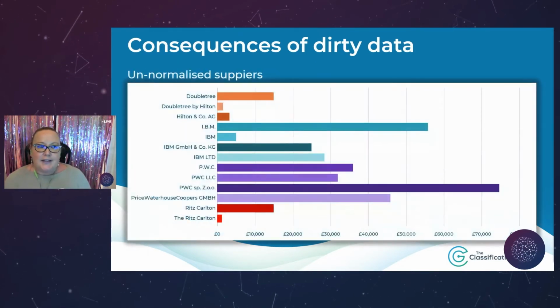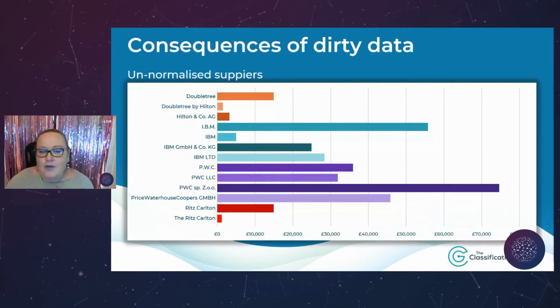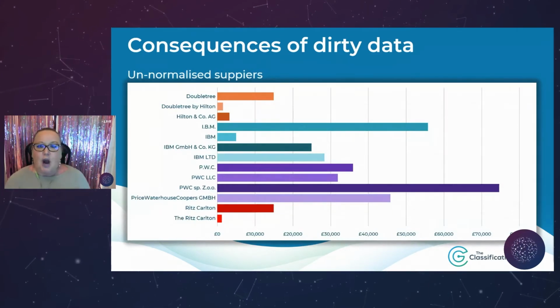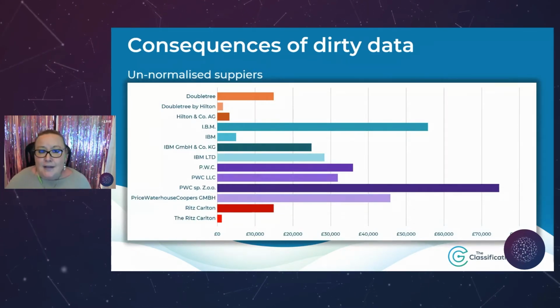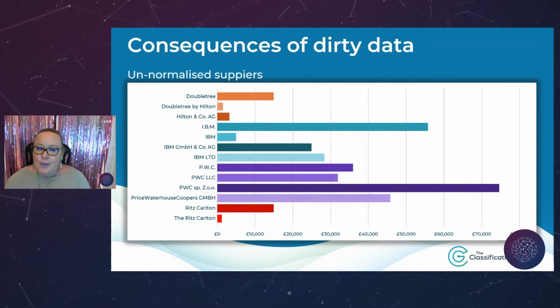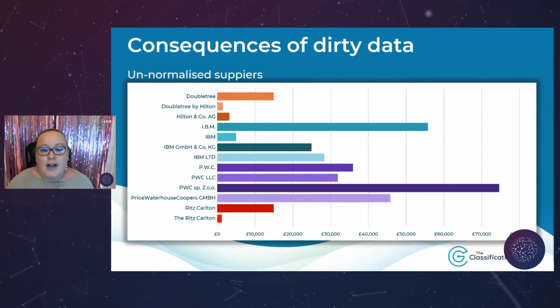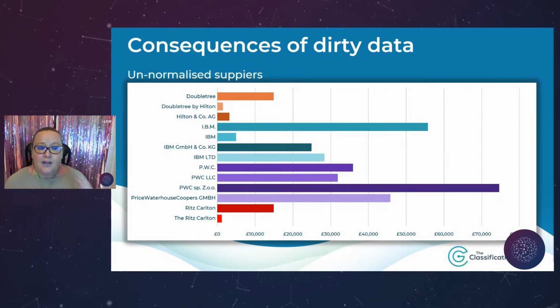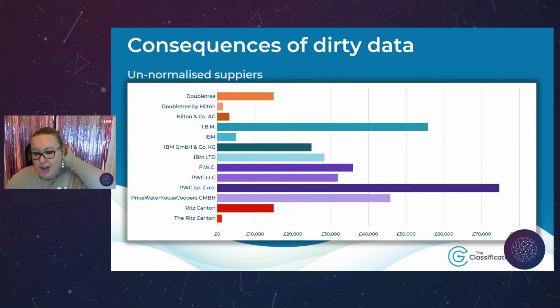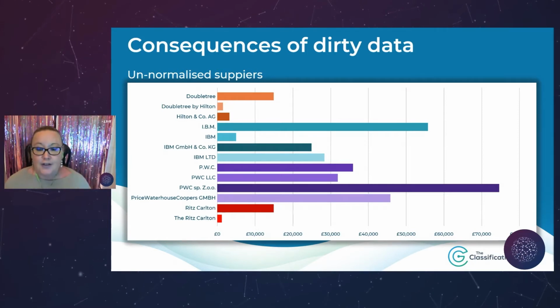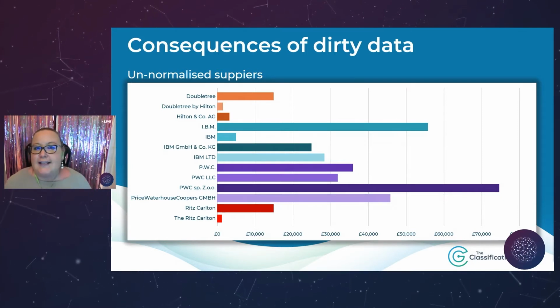And it's not just about talking about it. When you are using charts to talk to the business, it tells a real picture. So the first picture I'm going to show you here is a list of unnormalized suppliers. Now you can probably see that there's a whole list there, but there's actually only a couple of unique suppliers. It's just that they've all got slightly different names.